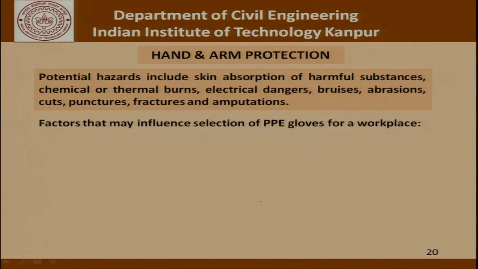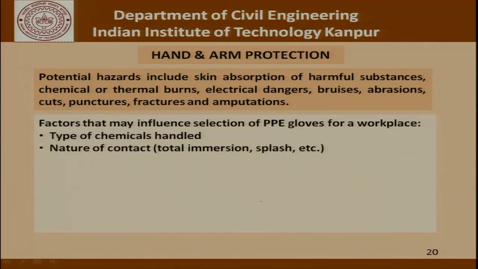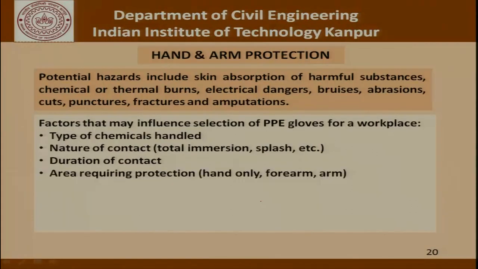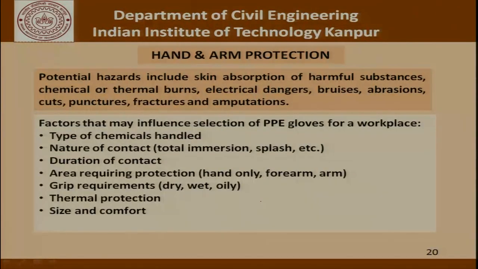So coming to the hand and arm protection, potential hazards could include skin absorption of harmful substances, chemicals or thermal burns, electrical dangers, bruises, abrasions, cuts, punctures, fractures and amputations in the extreme case. The factors that may influence the selection of PPE gloves for this workplace would be the type of chemicals handled, nature of contact, total immersion, splash, etc., duration of contact, area requiring protection, whether it is only the fingers or the hands or the forearm or the entire arm, grip requirement in terms of dry, wet and oily, thermal protection, size and comfort, abrasion and resistance requirements.